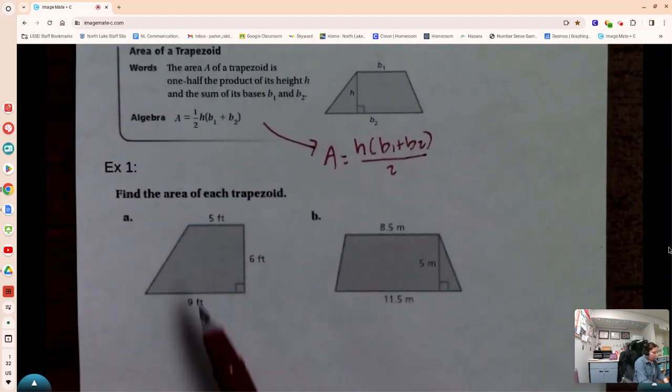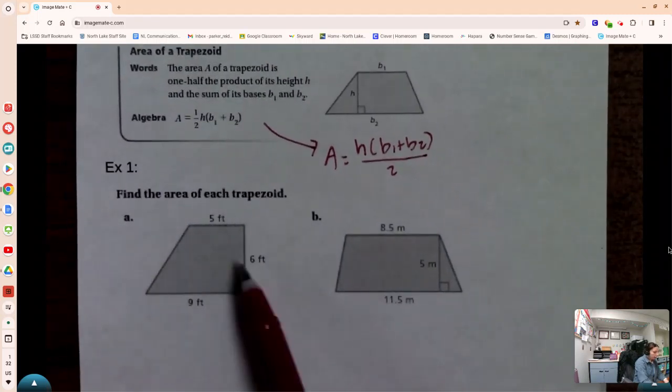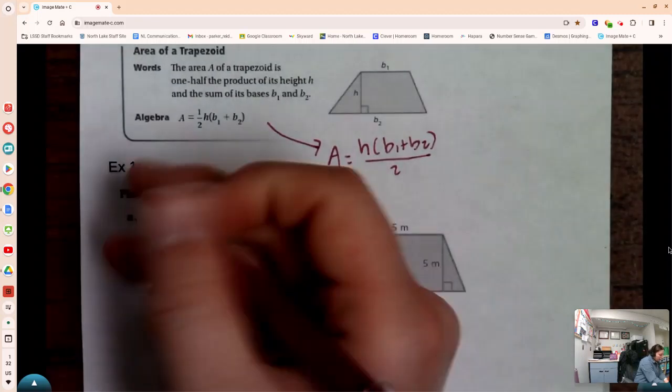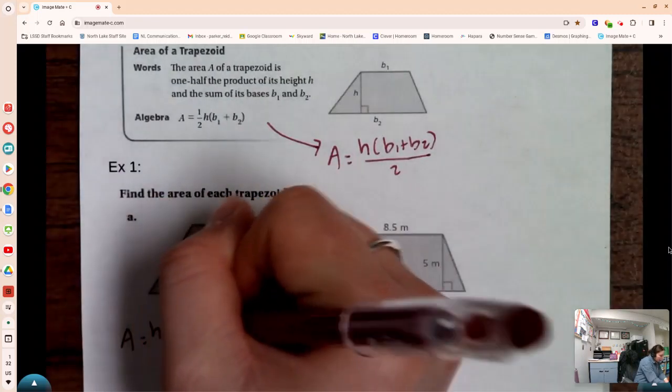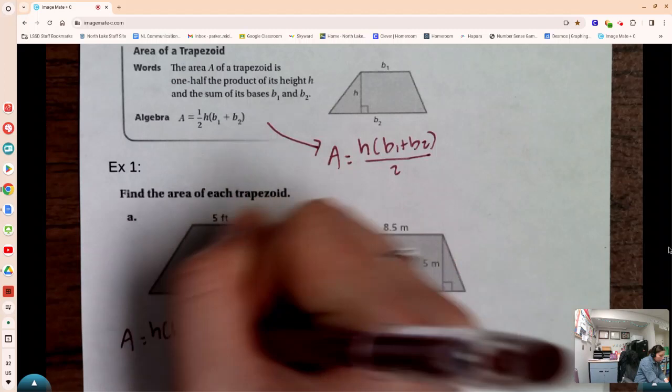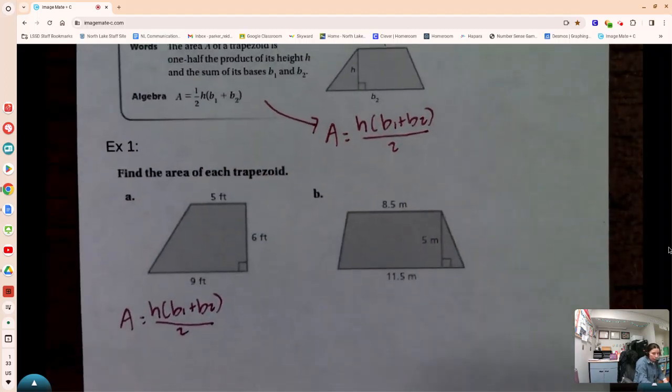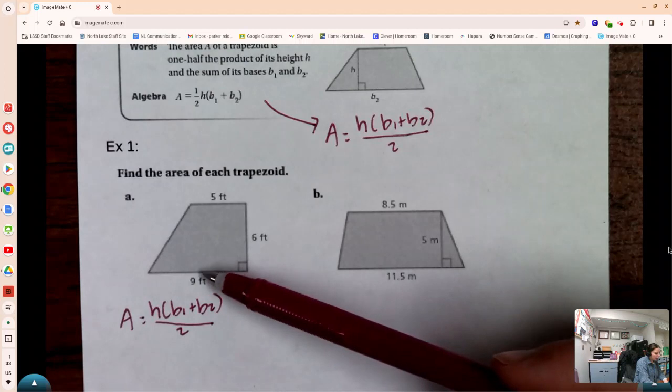So we have a trapezoid here because these sides are parallel. These ones are not. They would eventually run into each other. And that means I need to use this formula: height times base 1 plus base 2, all divided by 2. Now remember, in a trapezoid, there are 2 bases, base 1 and 2, and those are the 2 things I'm going to add together.